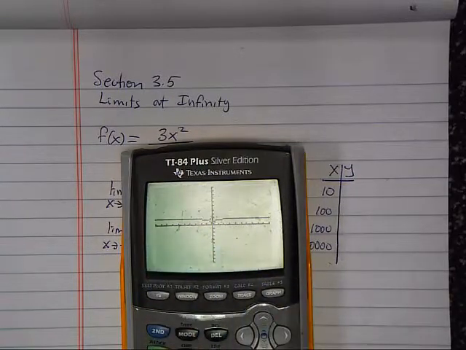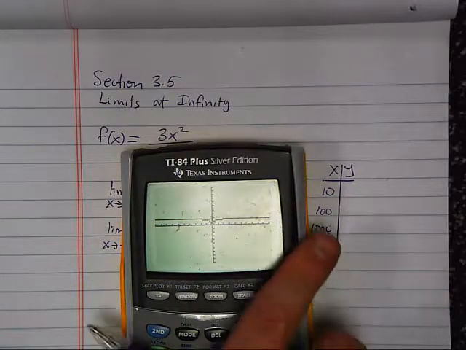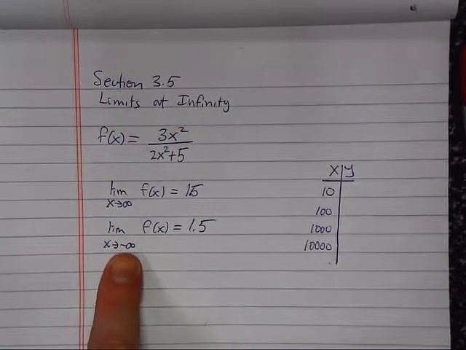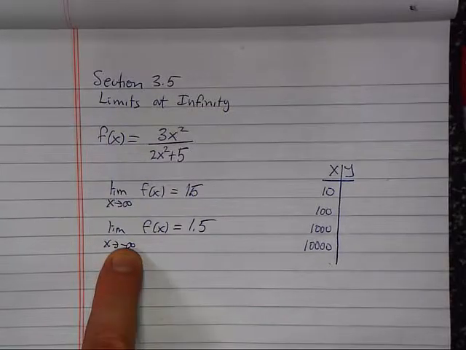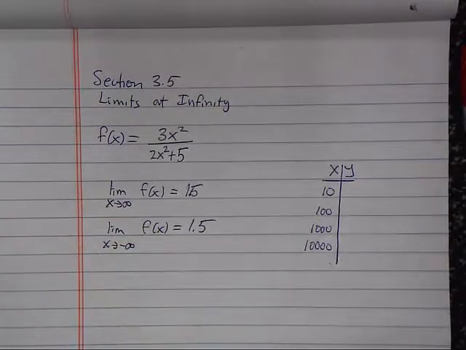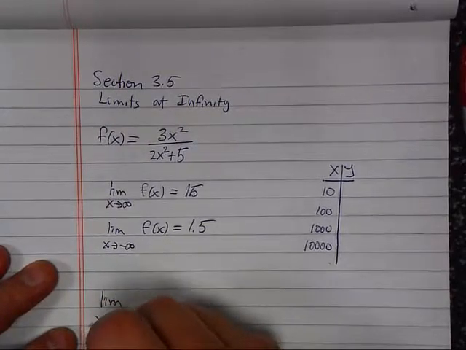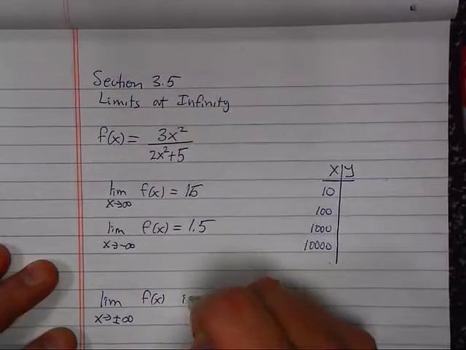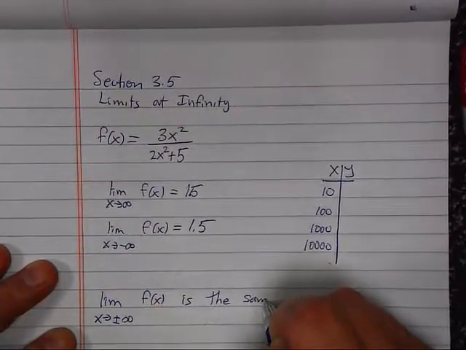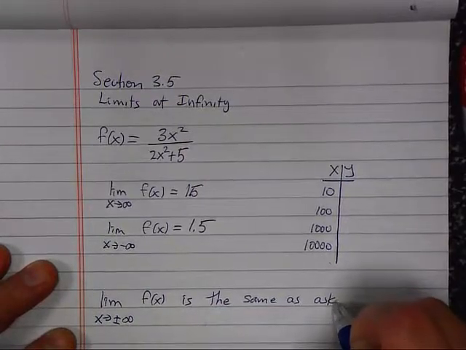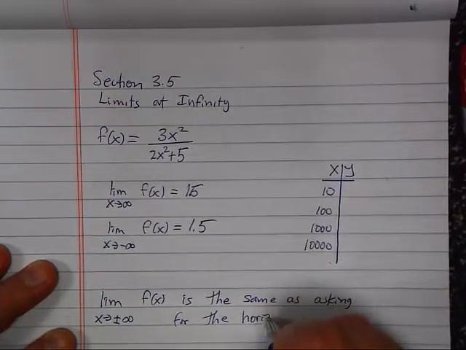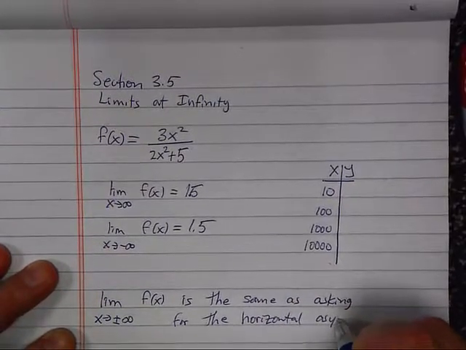So what's that called? That's called a horizontal asymptote. So when I'm asking you about these limits as x goes to infinity, what I'm really asking you to find are horizontal asymptotes. So, the limit as x goes to positive or negative infinity of f of x is the same as asking for the horizontal asymptotes.